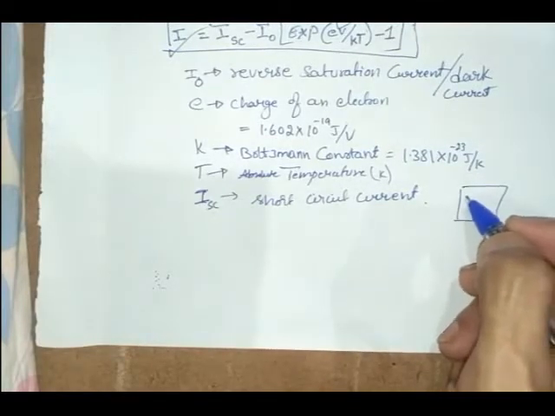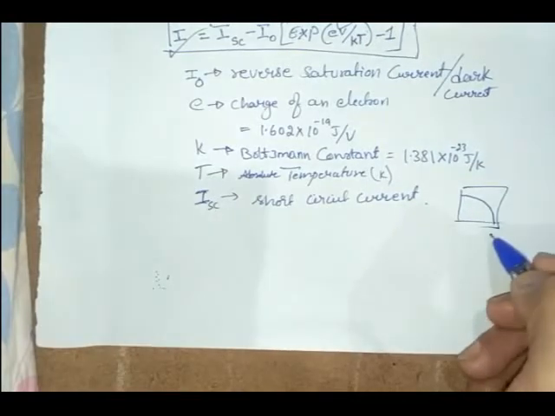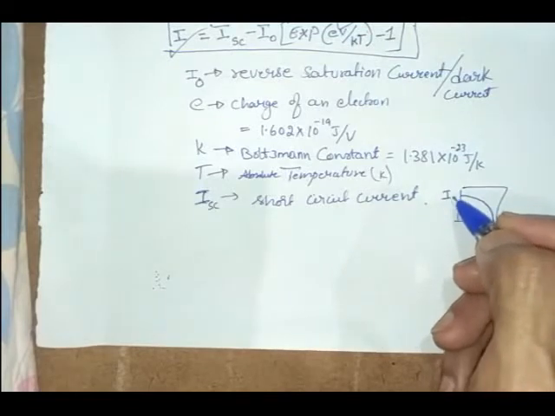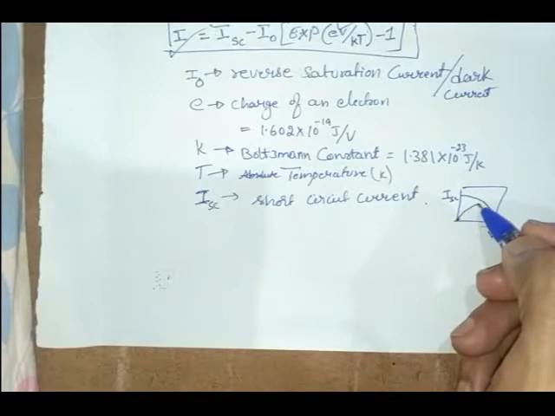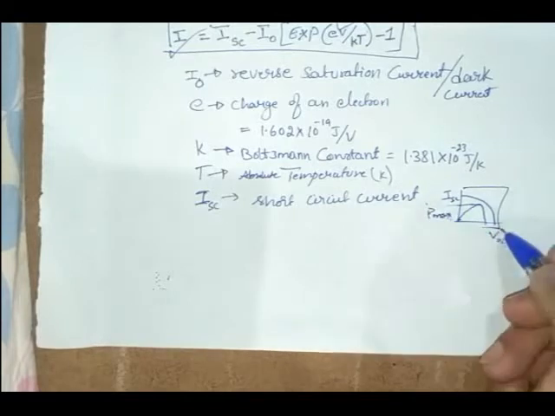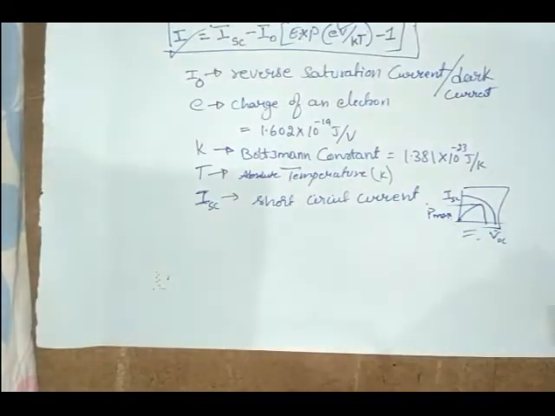I guess you remember the topic. So this is VOC and this is ISC. Then there is a power curve, Pmax. So all these things we have discussed in the last video. So ISC is short circuit current and this is open circuit voltage, VOC.